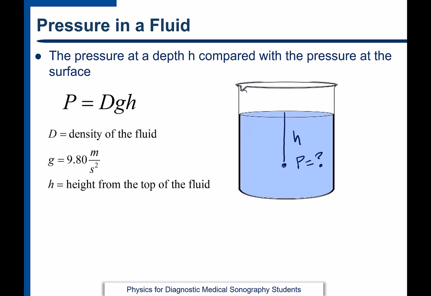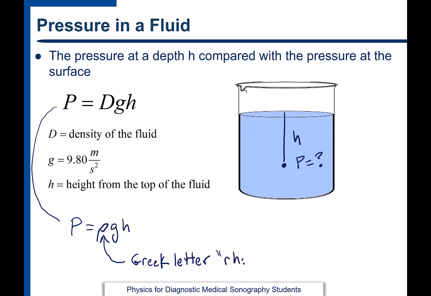One other thing I want to comment on with this formula. In many books, the way you'll see this written is P equals rho g h. So that is the Greek letter rho, and it kind of looks like a cursive P. Many books use that Greek letter rho instead of capital D for density. But since I've used capital D in my earlier videos in this course, I'm just going to stick with that. It's just a different notation, but obviously the same formula.